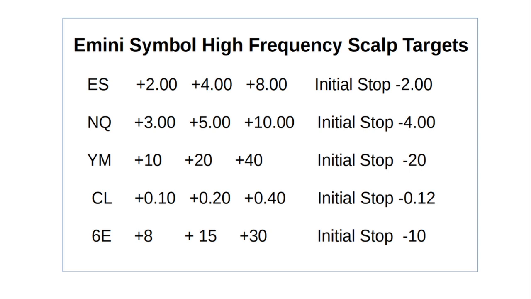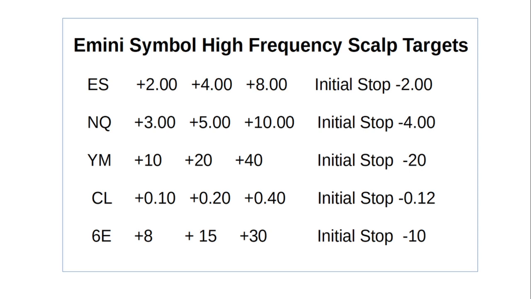The NQ, 3 points, 5 points, and 10 points. All right. And then the initial stop of 4 points. Your YM. Now, again, it doesn't trade in ticks or quarter points. It just trades in points, but those are ticks. So we're looking for a 10-point move, a 20-point move, and a 40-point move. All right. One of my systems today caught 3 20-point moves in the YM today live. So it's very doable. And today's not the most rip-roaring day we've had.